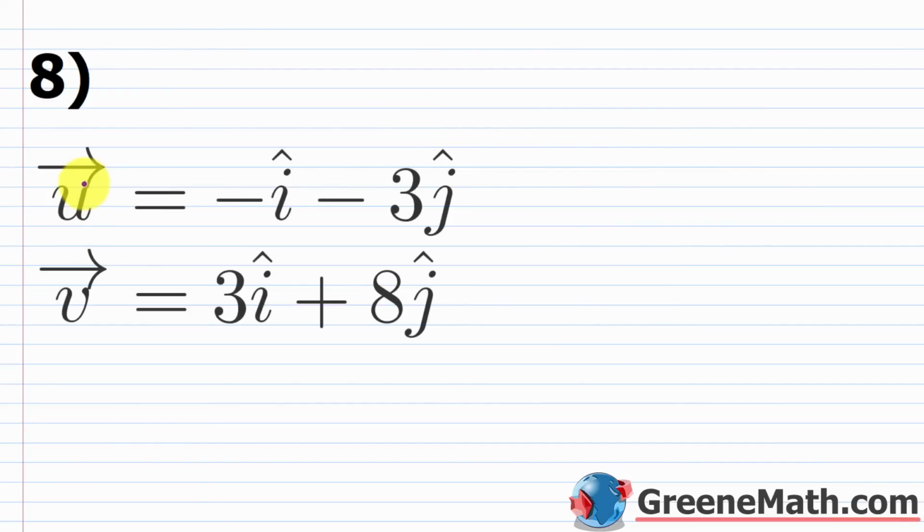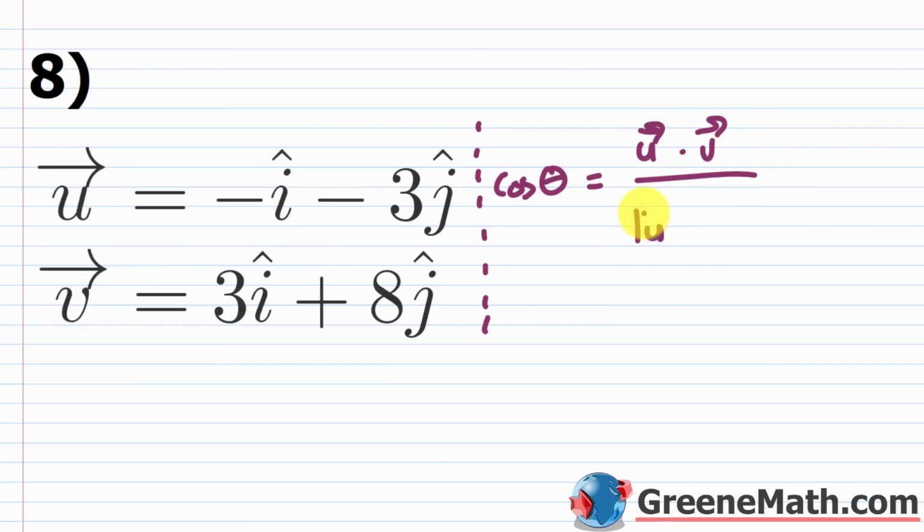So here we have our vector u. This is now written as a linear combination of the unit vectors i and j. So we have the negative of the unit vector i minus 3 times the unit vector j. And then for the vector v, it's written in the same way, so as a linear combination. So here, this is equal to 3 times the unit vector i plus 8 times the unit vector j. So again, the formula is the same. So we have the cosine of theta is equal to the dot product of your vector u and v over the magnitude of u times the magnitude of v. So let's start with this dot product here.